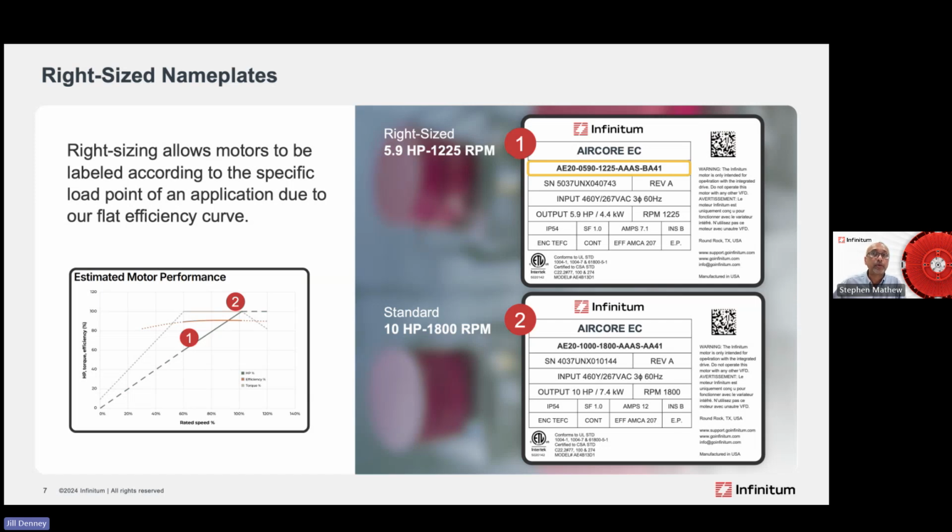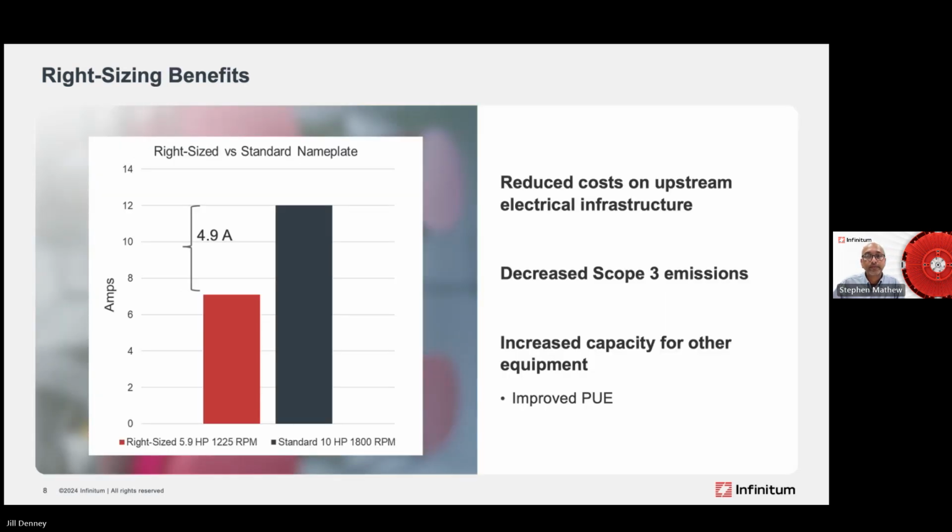So in this example, the nameplate labeled 2 is the motor running at the optimal speed, 10 horsepower, 1800 RPM. Motor labeled 1 is the right-sized motor with software changes running that motor at, say, 5.9 horsepower, 1225 RPM. Now let's discuss the benefits of right sizing in the next slides.